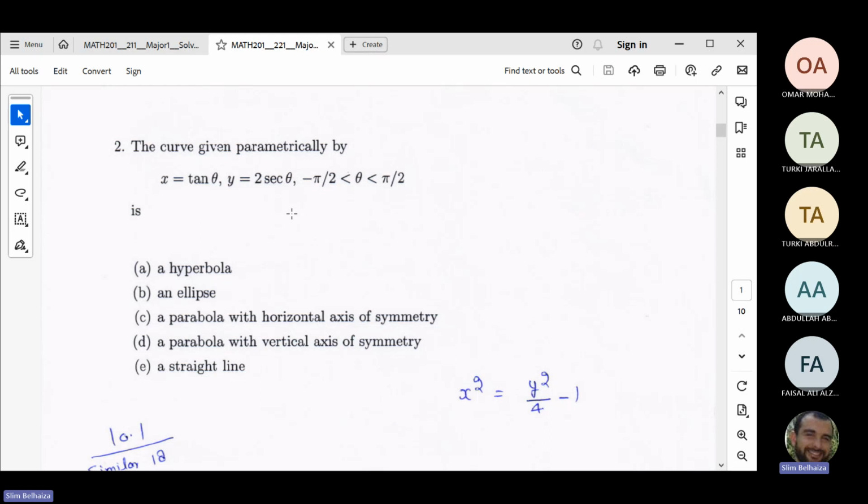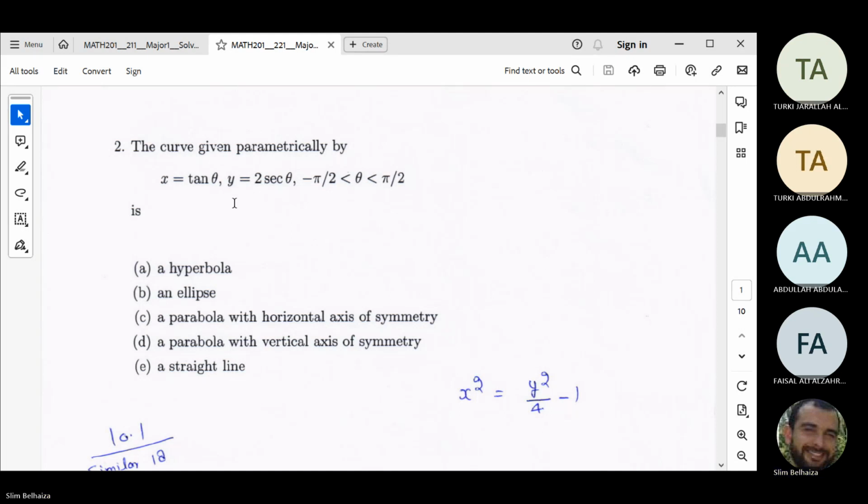What do we know here? We know that secant squared is equal to 1 plus tan squared, right? Secant squared of theta is in general 1 plus tan squared. So if you write it, secant squared minus tan squared is 1. Here we don't have exactly secant squared, but if I want secant squared, I'm going to have y over 2, all squared. So basically, y squared over 4 minus x squared is 1. And that's a hyperbola. Okay.